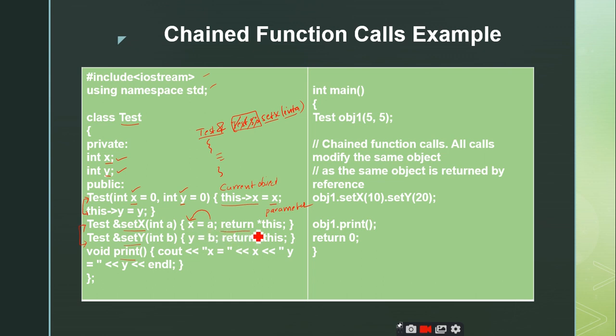And see this syntax. I am returning the pointer of the current object. What is the current object? The current object is nothing but the object which is used to invoke that function. That is called the current object. So if you look at the main function statements, we have this statement: object 1 dot set x of 10. So what is the current object here?